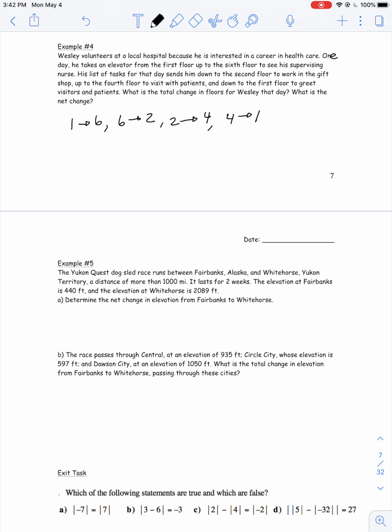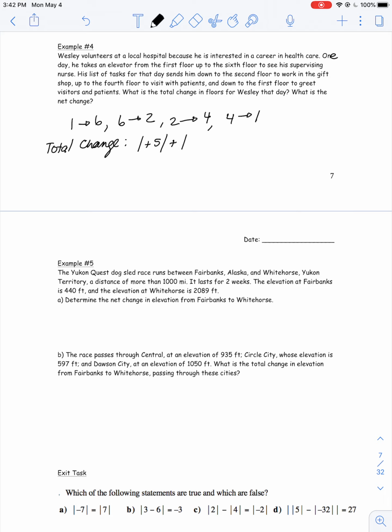So first of all, we need to figure out what is the total change. So how many total floors did he travel on? So we're going to do the absolute of each one. So total change is where we take the absolute of each one.